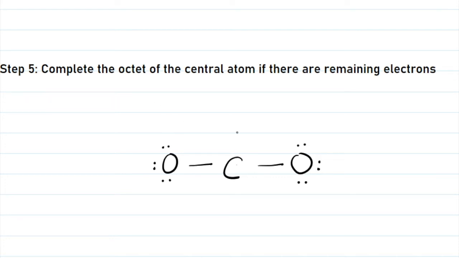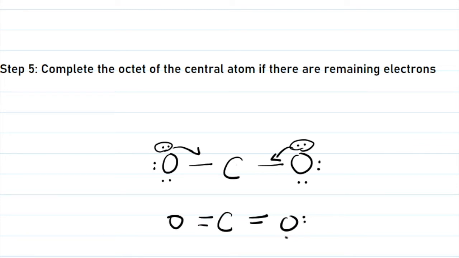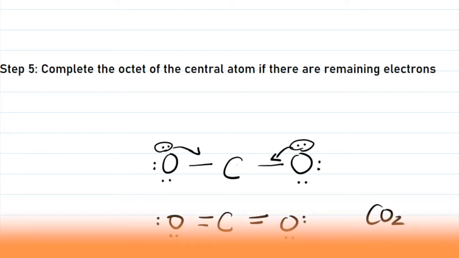So for example, we're going to be moving this here to the middle, and this as well. So what we're going to have now is 2 bonds with 4 valence electrons on the oxygen. And that's how you draw CO2.